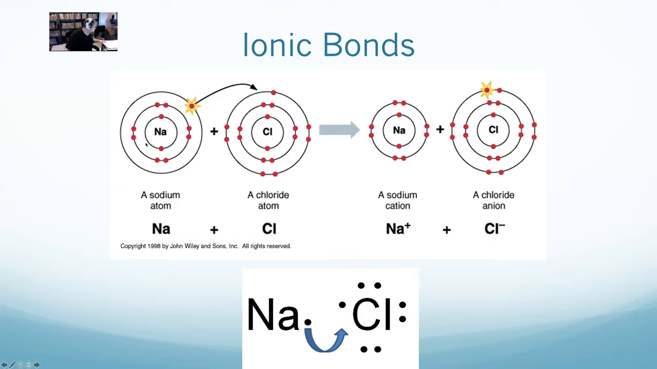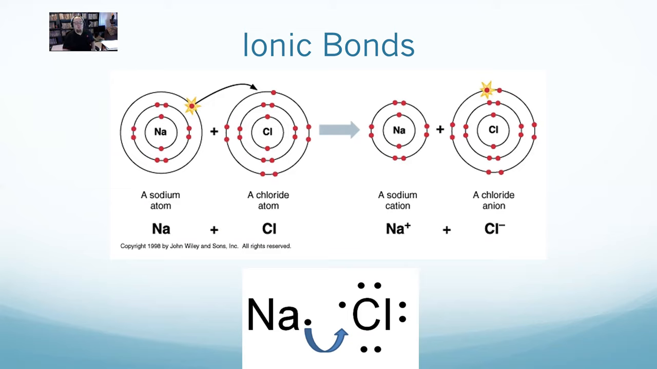Sodium starts with an atomic number of 11, so it has 11 electrons. Chlorine starts with an atomic number of 17, so it has 17 electrons. But more important, sodium's in family 1A, so it has one valence electron. Chlorine's in family 7A, so it has seven valence electrons. And sodium goes to zero. It takes its one valence electron and boots it to the curb.